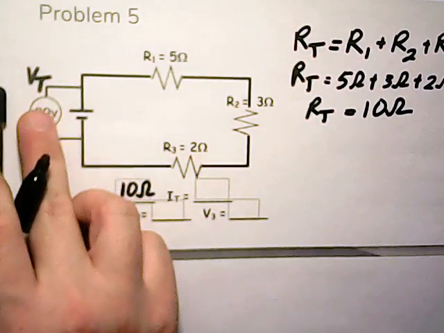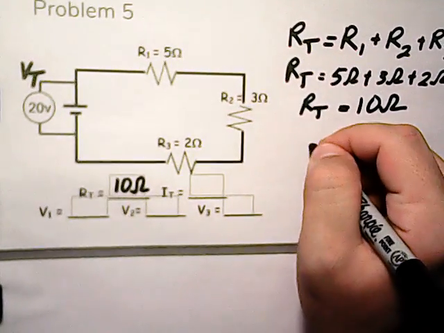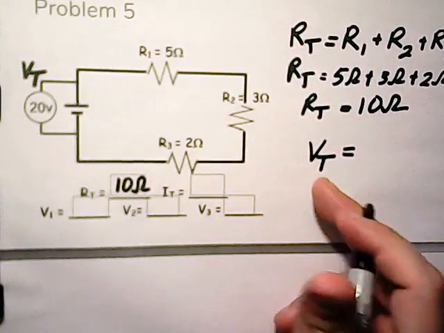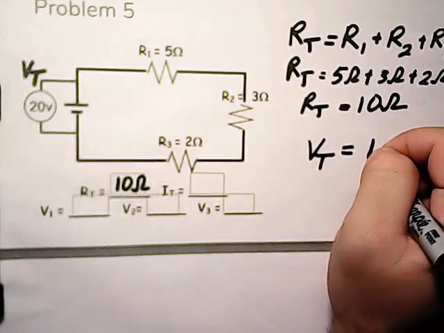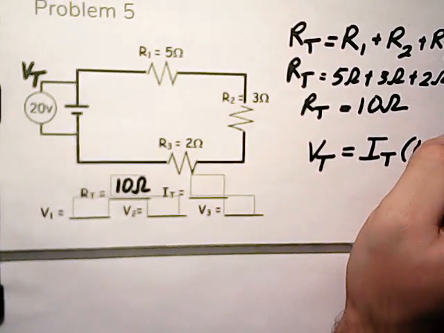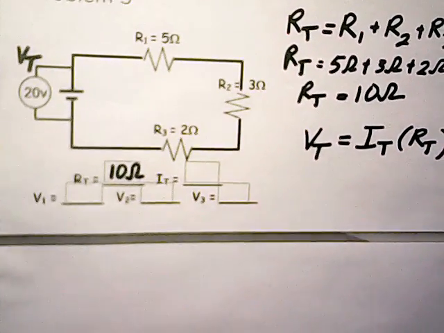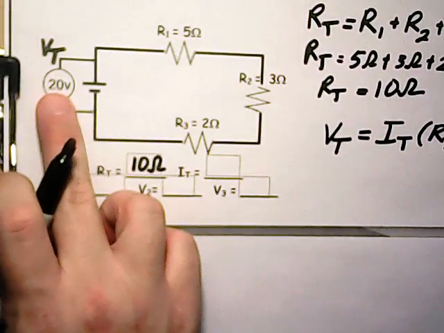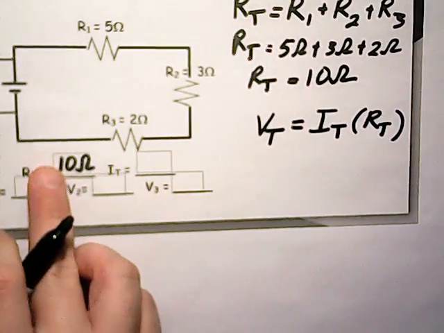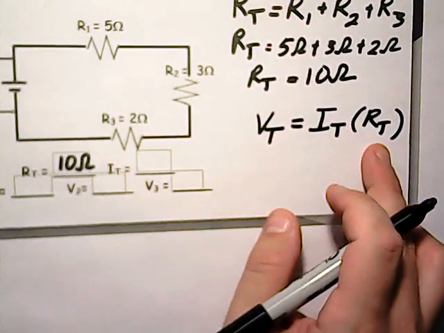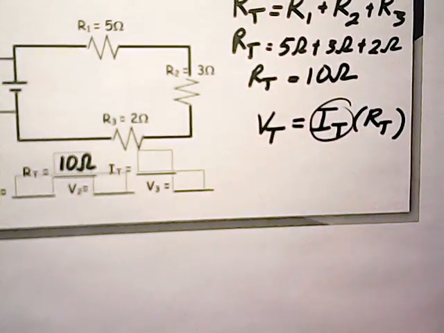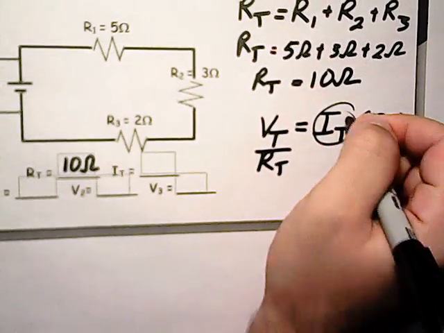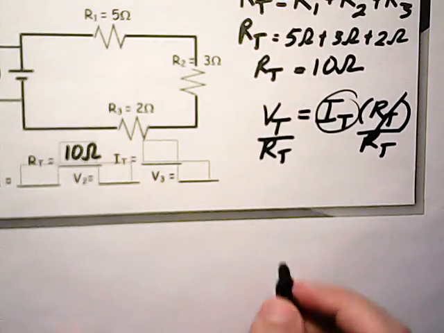So we know the total voltage, we know the total resistance. We can find total current by doing total voltage is equal to our current total times our resistance total. We know the total voltage is 20. We know the total resistance is 10. So we can plug in 20 and 10 to solve for I. So let's divide this to the other side to solve for I total.